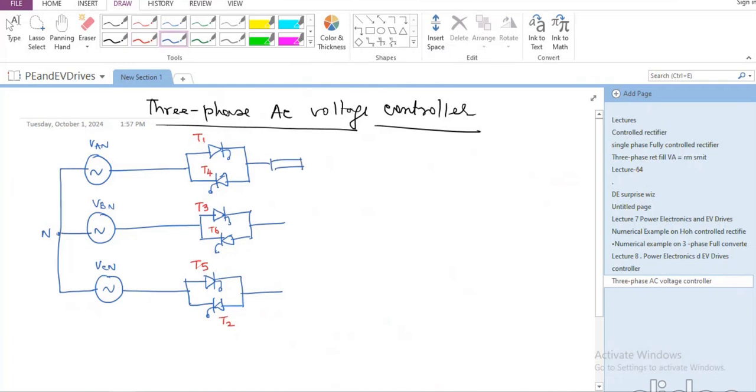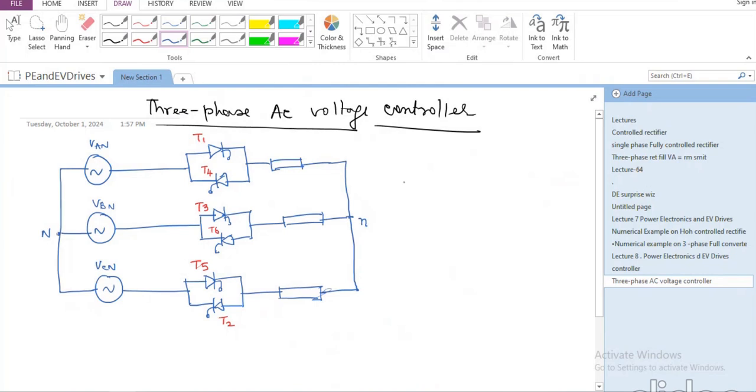Again, I'm going to show star connected loads. I have not specified whether it is R load or RL load. R load itself is not an easy thing to analyze, so I'm not even going into RL load. So let us try to look at, first of all, the three-phase AC voltage controller with resistive load. So let me call this small n, which is actually the neutral of the load side.